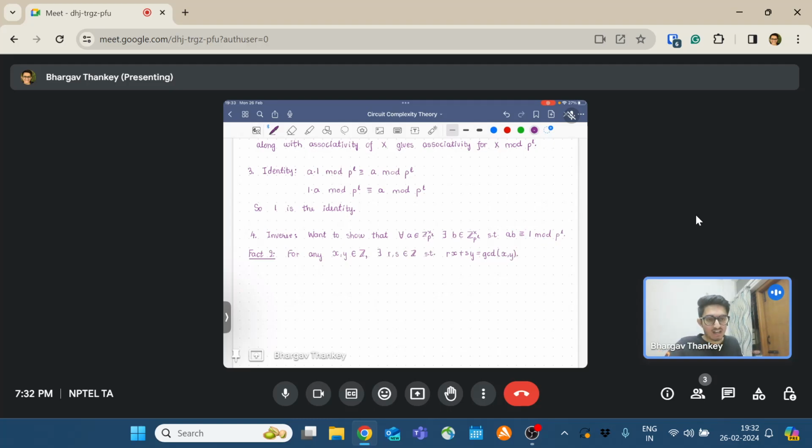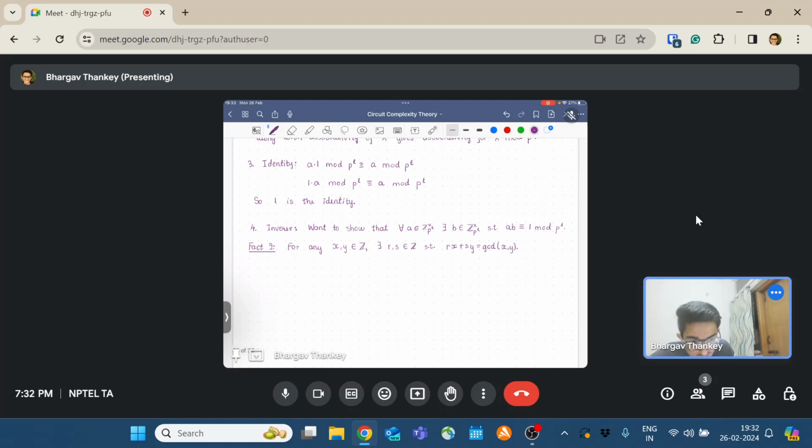So here we have X and Y. We somehow need to instantiate X and Y for our case, right? Yeah. So here's one way to do it. From fact two, there exists R and S such that R times A plus S times P to the L equals 1, right? Because the GCD of A and P to the L is 1.